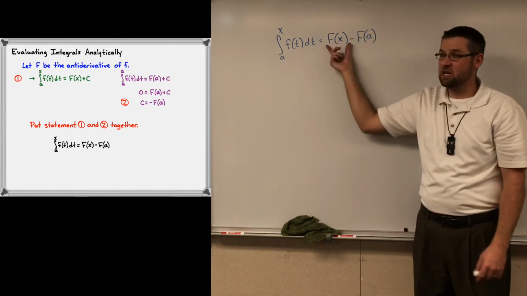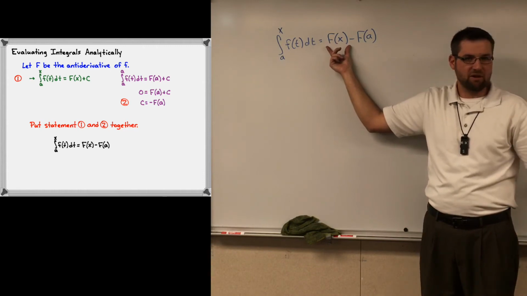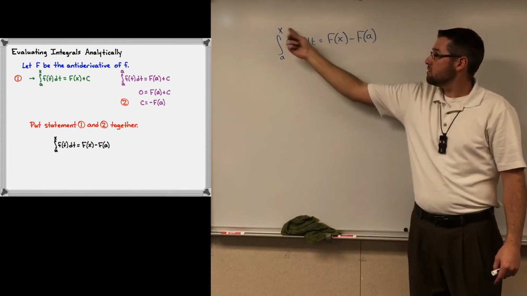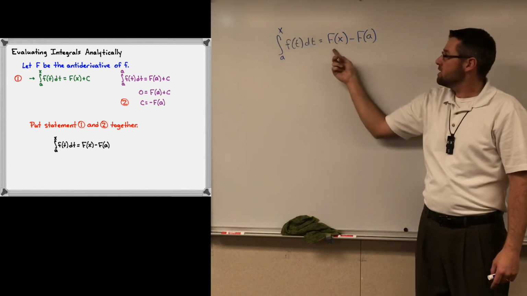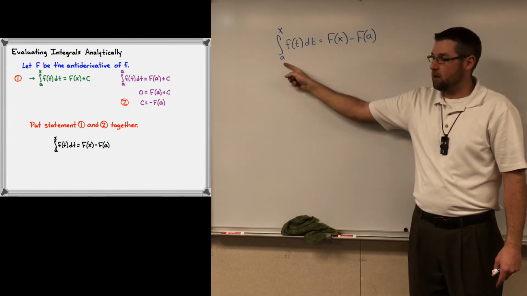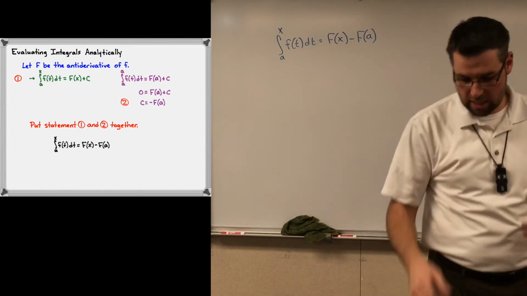What does this say to do? Take the antiderivative and subtract. Plug in the upper bound, x. Take the antiderivative, plug in the upper bound, plug in the lower bound, and then subtract the two. And that is how you take a definite integral.